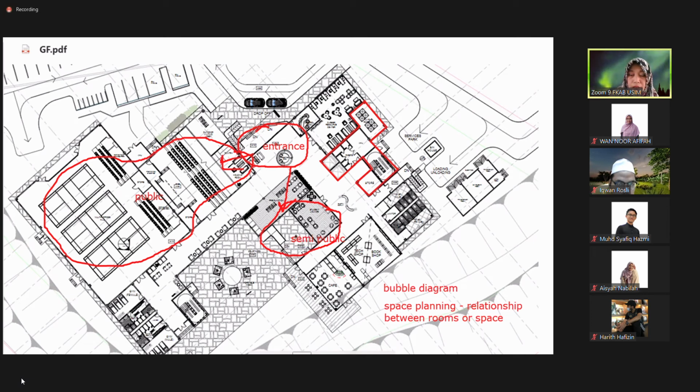Discussion room between the client. And maybe at the back here, part of it is your private area, let's say. This is for the private area because only the officer is inside here. This is the cafe. Okay, this is a cafe. Public. Okay, this we call a bubble diagram.